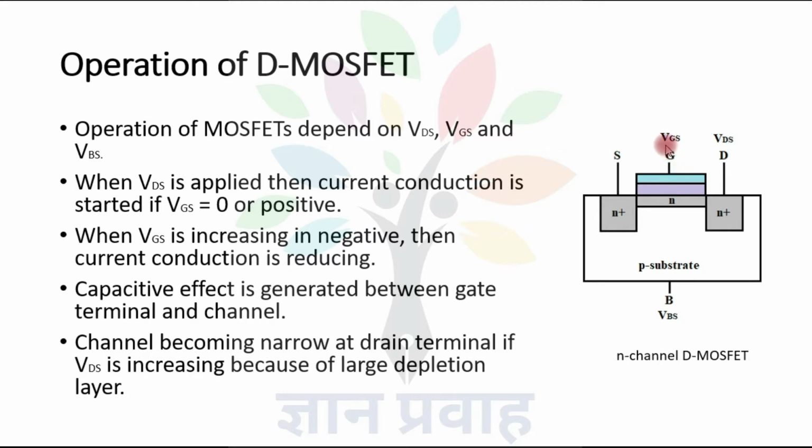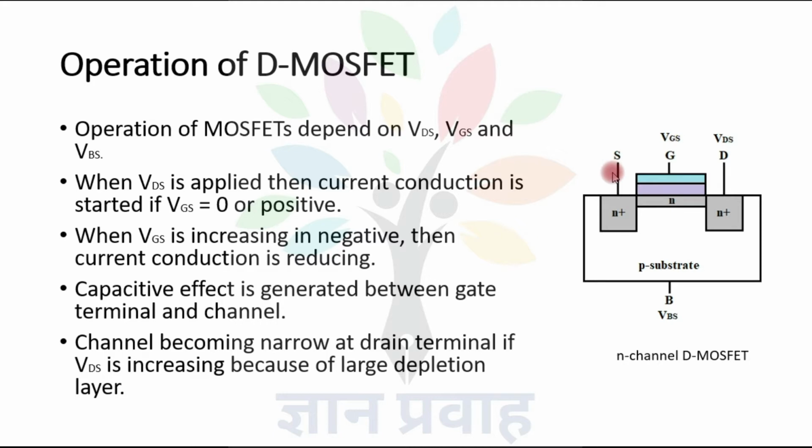The input voltage here is VGS, which is the gate to source voltage. VDS is the drain to source voltage. And body biasing is VBS, which is the body to source voltage. So all the voltages are applied with respect to the source terminal, which means the source is at lower potential.